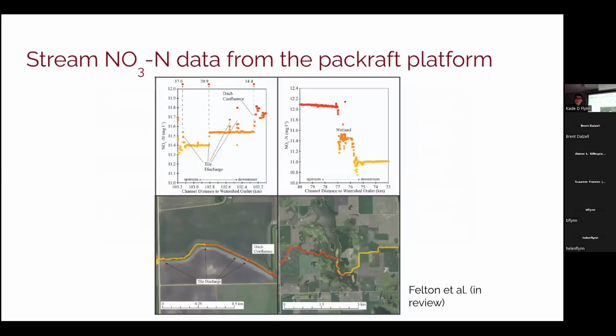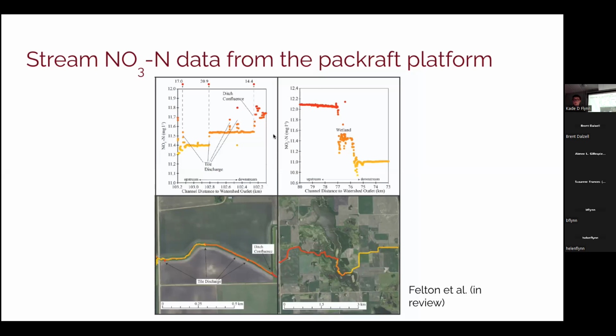This figure from a paper in review, the lead author Ryan Felton, the master's student that preceded me, gives you an idea of what this data looks like. In the bottom panels, you see two maps from two different sampling events. This gradation in color shows the change in nitrate concentration along the stream reach that we paddled. Labeled on here are tile outlets as well as a wetland. At these features, we see changes in the stream water chemistry profile.